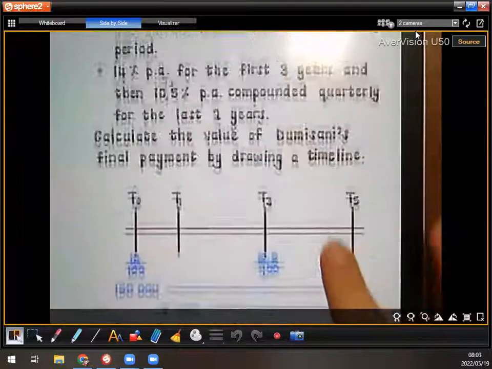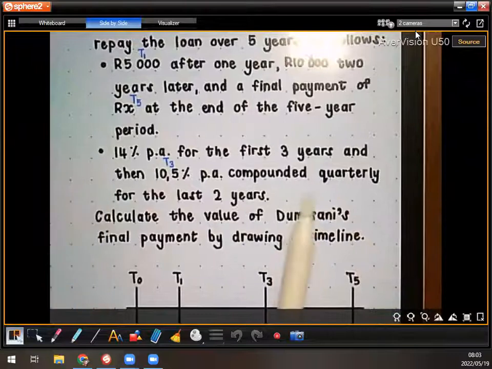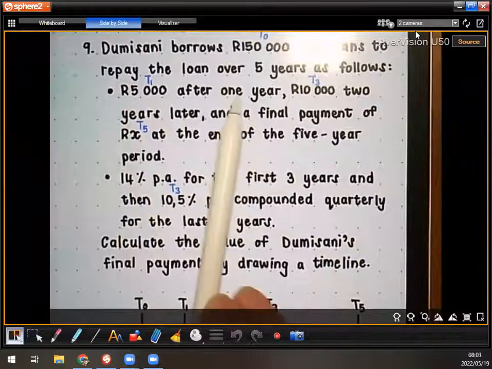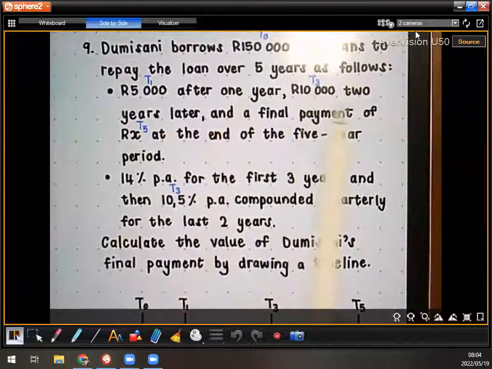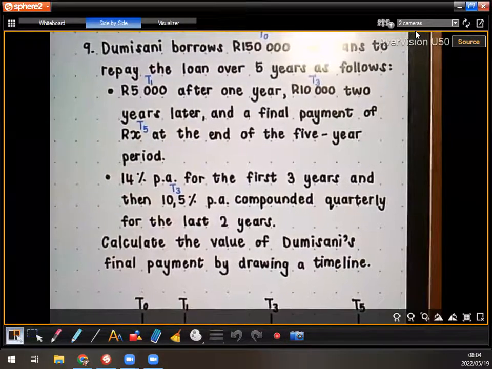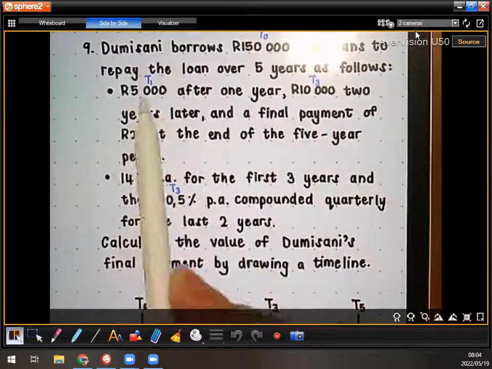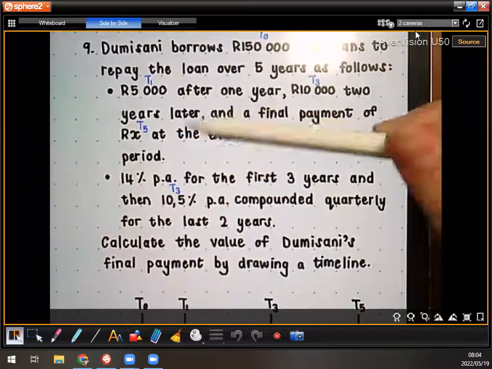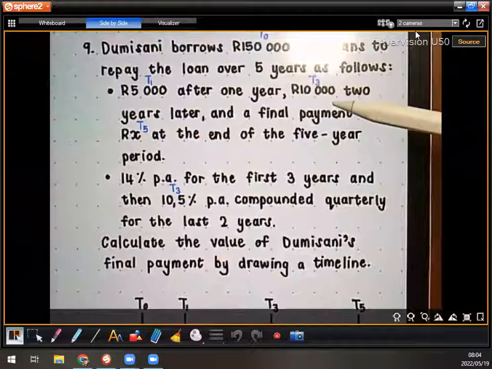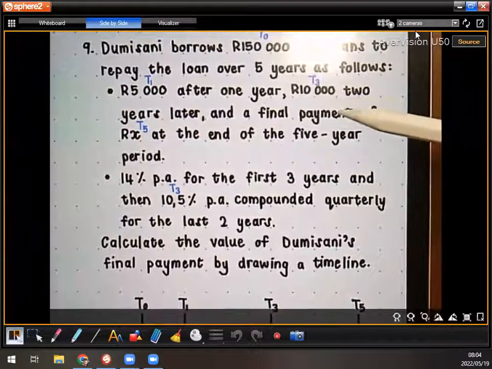And guys, the wording for this question was different from what we did before. It said 5,000 Rand after 1 year, so I think we'll find it back in T1, right? But then they said 10,000 Rand 2 years later. They're not saying 2 years after the loan was taken out, they're saying 2 years later, right? So that means 2 years after this payment, so 2 years after T1. So that's why that one is at T3. So you might have misunderstood that. If they meant at T2, they would have said 2 years after the loan was taken out.